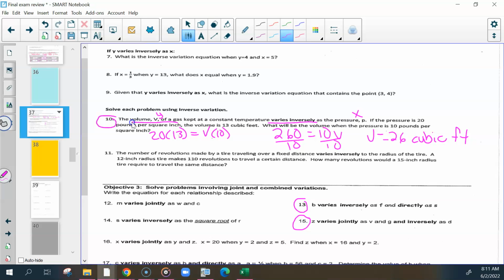Do we have any questions on that one? Before we move on to the last Unit 5 objective, do you want to go over any others in the inverse?